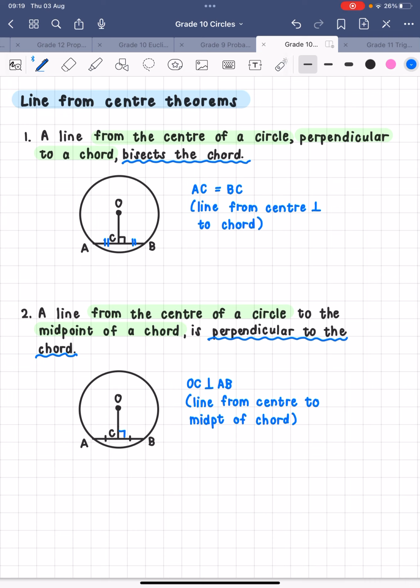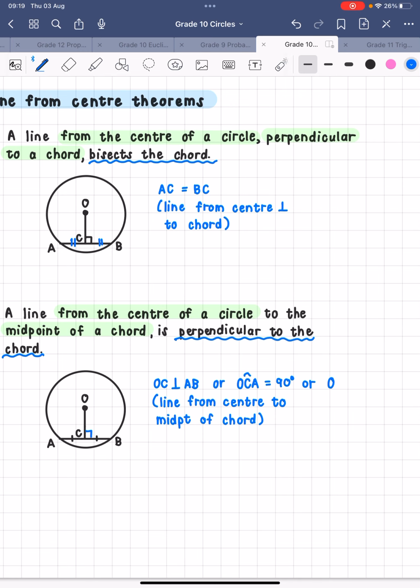Now guys, instead of saying that OC is perpendicular to AB, you can also write it slightly differently. You can say that angle OCA is equal to 90 degrees, or you can also say OCB is 90 degrees, depending on which angle you need. You'll see now when we do an example. And the reason there, again, is basically what the theorem says: line from center to midpoint of chord.